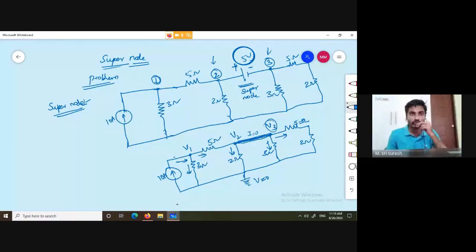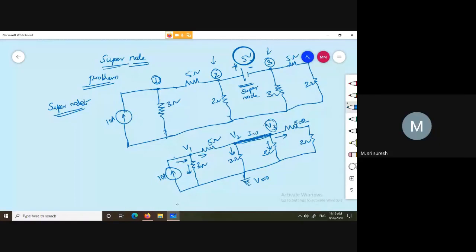So first we write down V2, because the positive potential is towards V2. And the negative potential is towards V3, so minus V3. So what is the voltage value? 5 volts. So this is the super node equation. In this manner, we have to write down the super node equation. Now write down the first node equation.